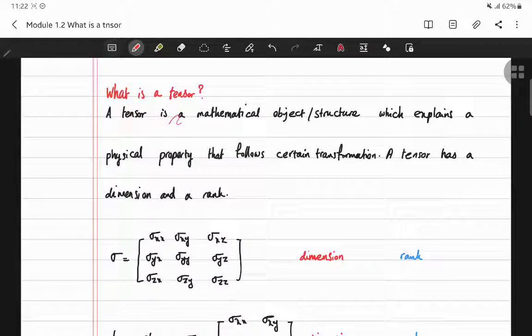A tensor basically is a mathematical object or structure or concept which describes a physical property and it follows certain transformation. It has a dimension and a rank. So let's break this definition into some parts. Let's start with this mathematical object which explains a physical property.